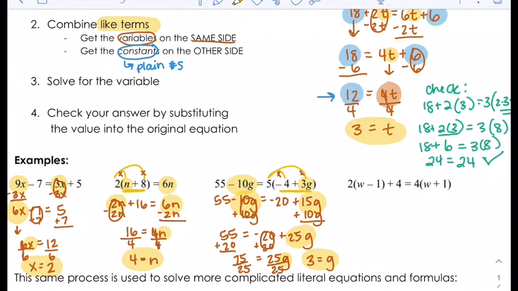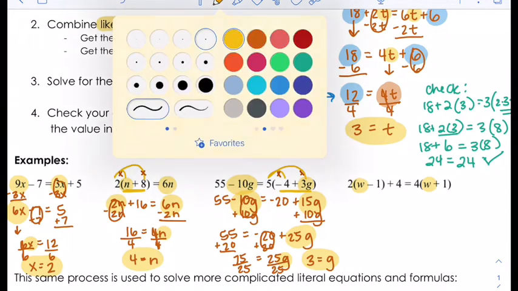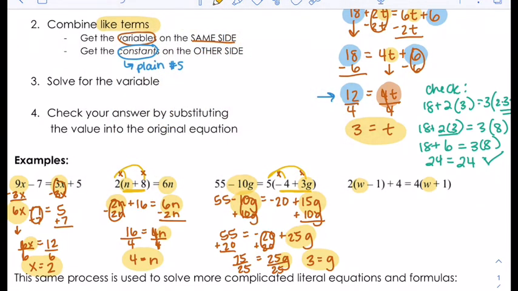In this final example, I have 2 times the quantity W minus 1 plus 4 equals 4 times the quantity W plus 1. On both sides, I have the variable W, but in both cases, they're inside parentheses. So I'm going to need to use the distributive property before I can start solving for W. On the left, I have 2 times W minus 1. So I have 2 times W and 2 times negative 1. And the plus 4 is just going to drop down. It's not connected, and I don't need to distribute.